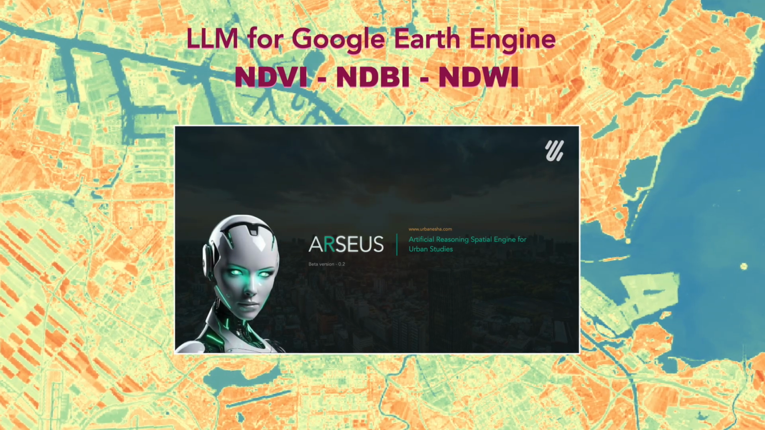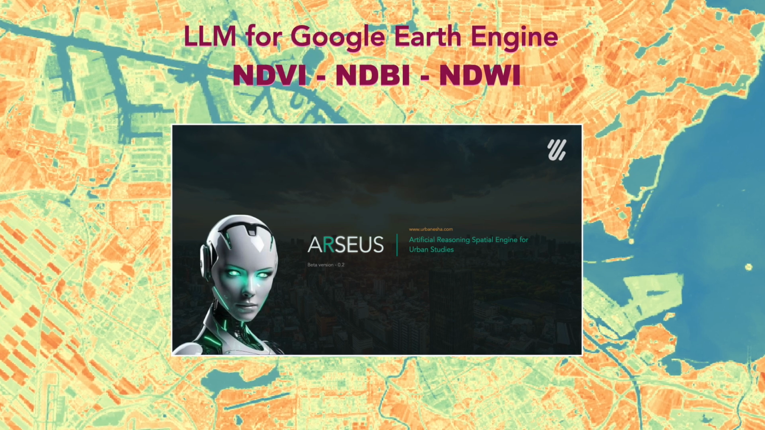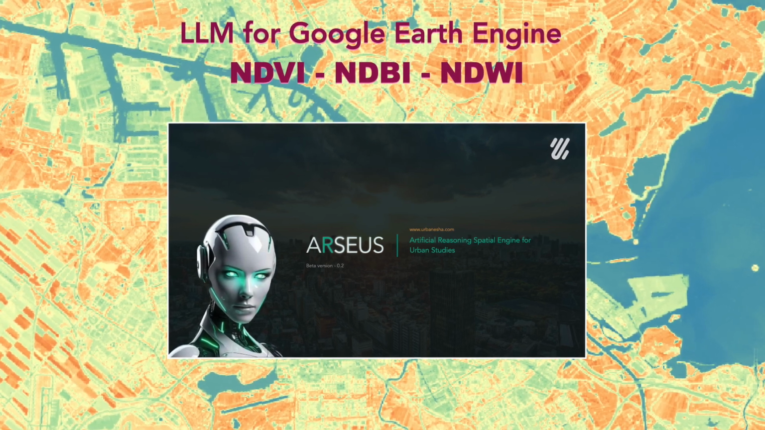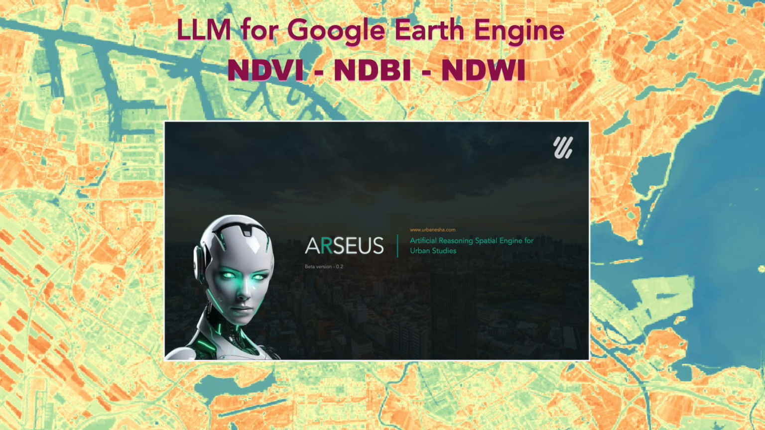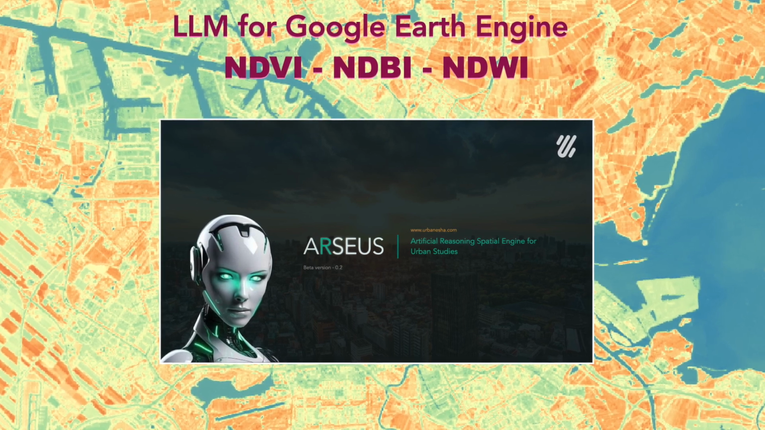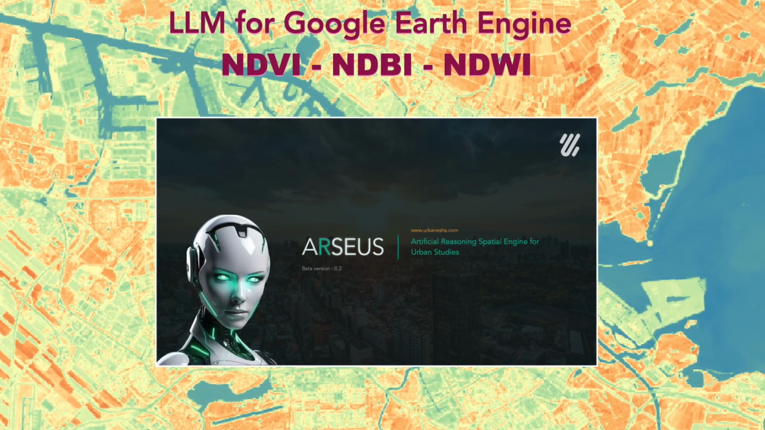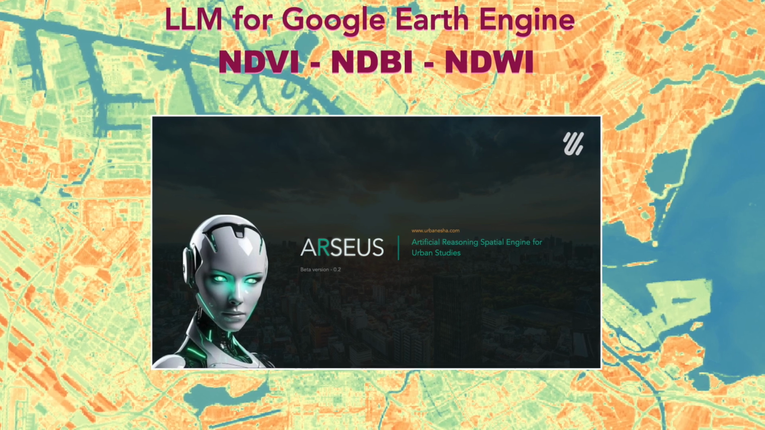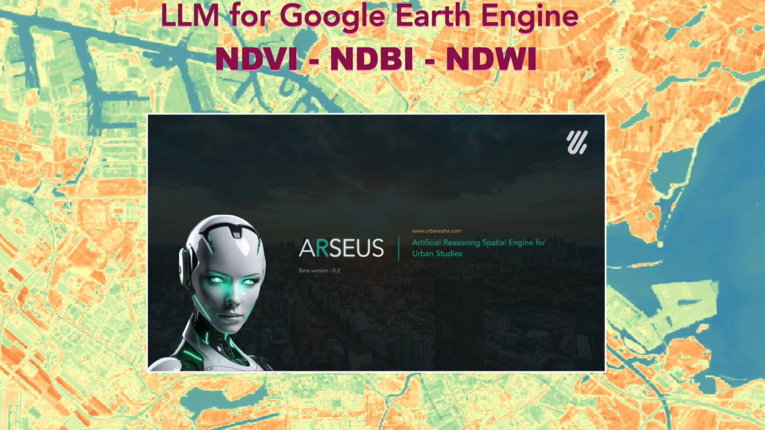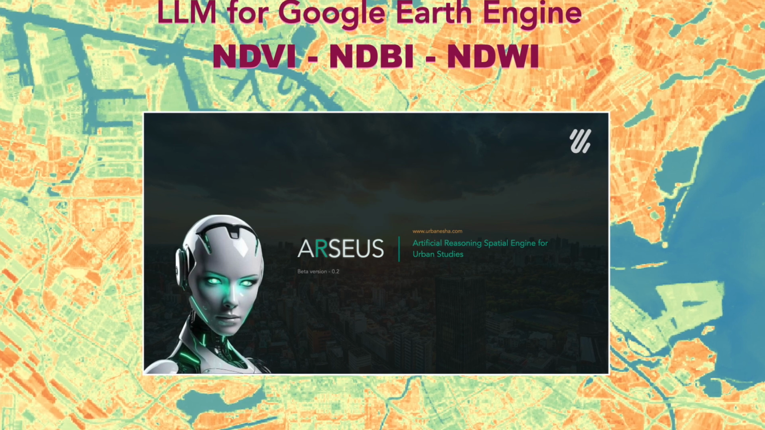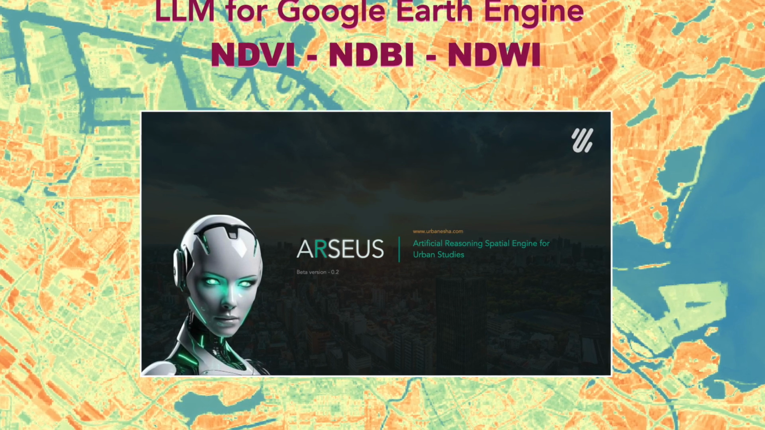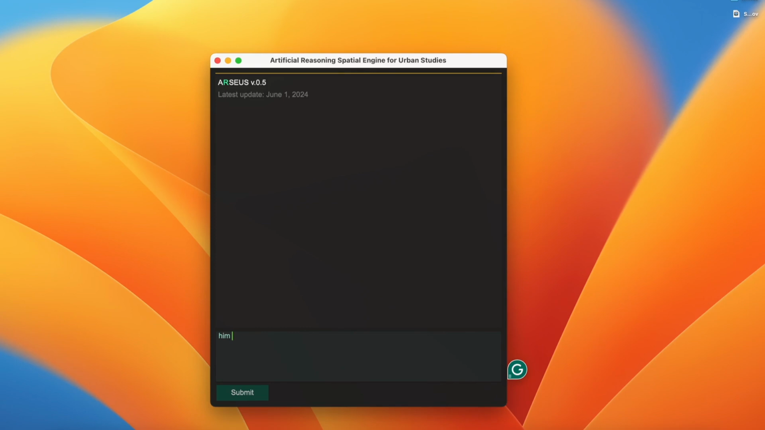Today, I would like to introduce a new feature of ARSEUS. As an artificial intelligence for urban planning based on spatial data analysis, ARSEUS has been improved to deal with some remote sensing techniques by utilizing Google Earth Engine. In this video, we will demonstrate how ARSEUS generates NDVI, a vegetation index, NDBI, a built-up index, and NDWI, a water index.